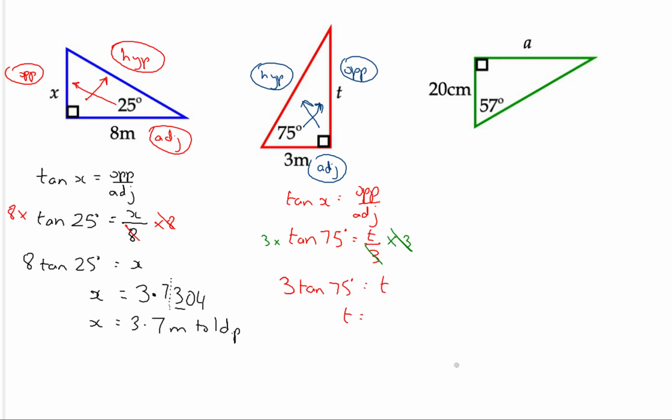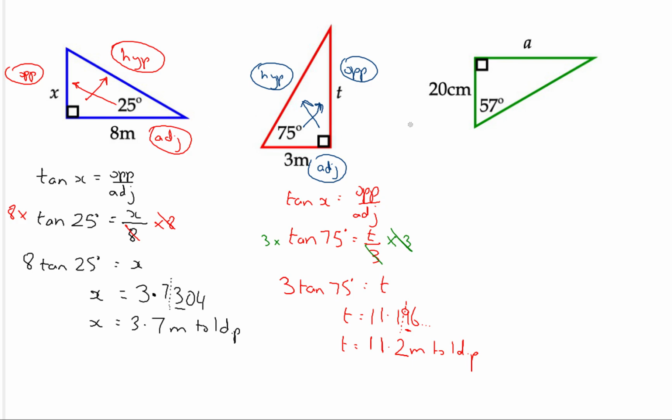So t is equal to, take your calculator, 3 multiplied by tan 75 equals 11.196 and so on, and then we can round that. Let's do it to 1 decimal place still. Now watch, the 9 says round up, so we round up from 1 to 2, so it's going to be 11.2. Units are meters to 1 decimal place. There we go. t is 11.2 meters.